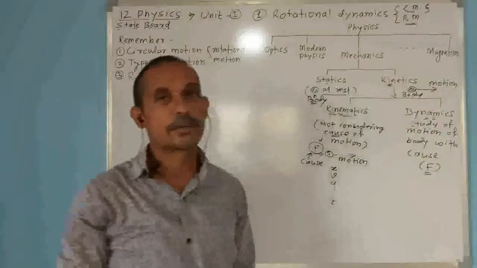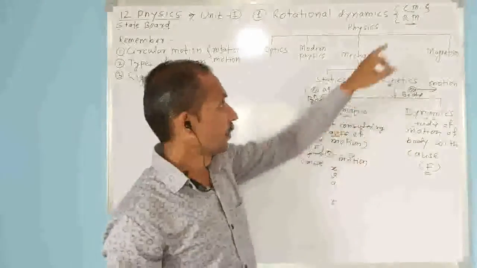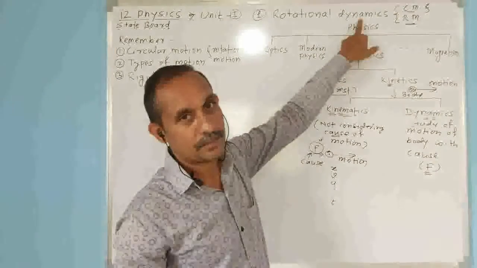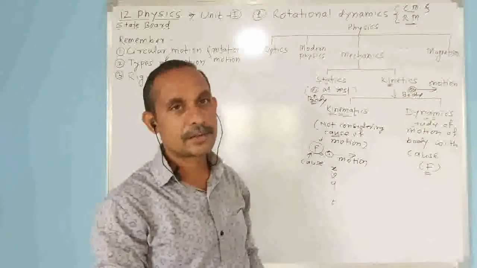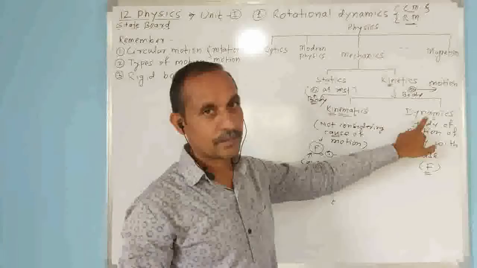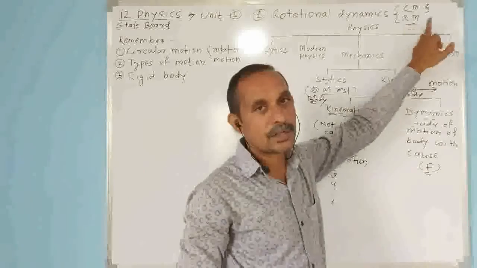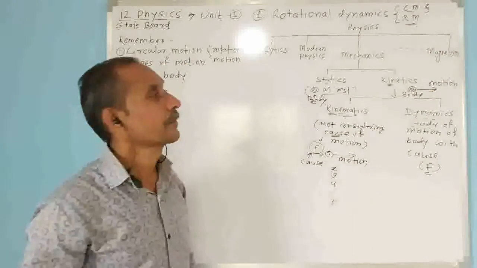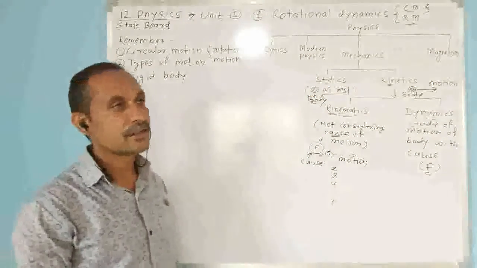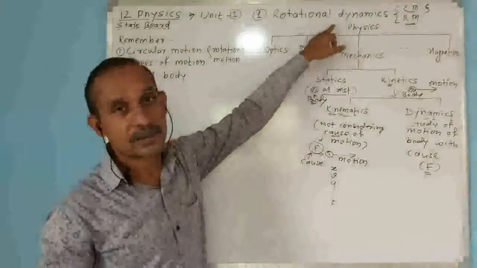Both these motions, circular motion and rotational motion, we are studying in this topic, that is rotational dynamics. Rotational dynamics means it is the dynamics in which we are going to study the circular motion as well as the rotational motion. Okay, so this is very short and brief information about the different types of branches, and let us move towards dynamics, meaning rotational dynamics.